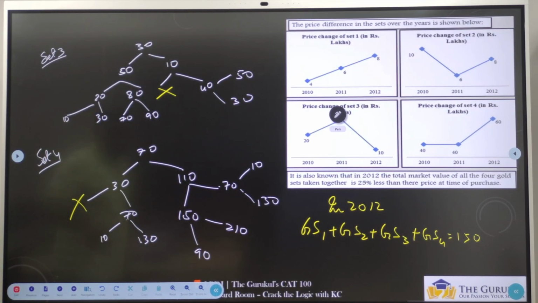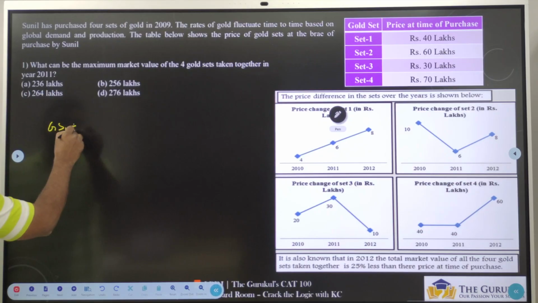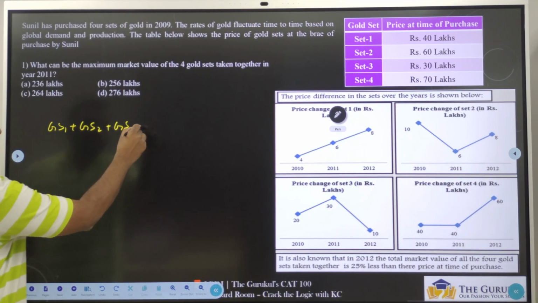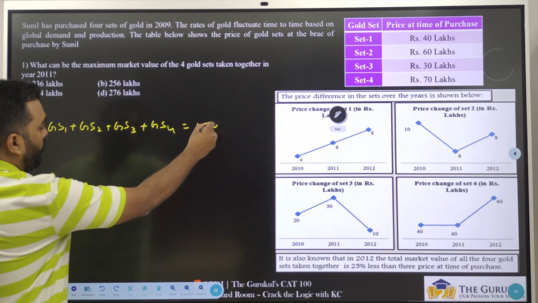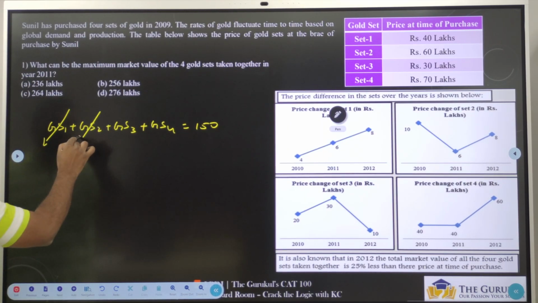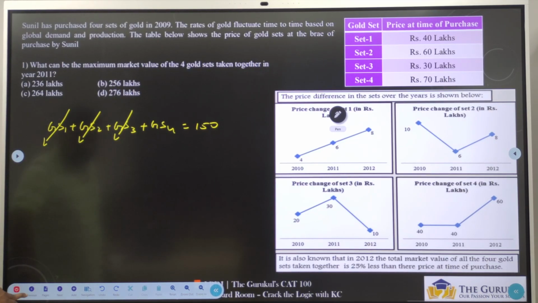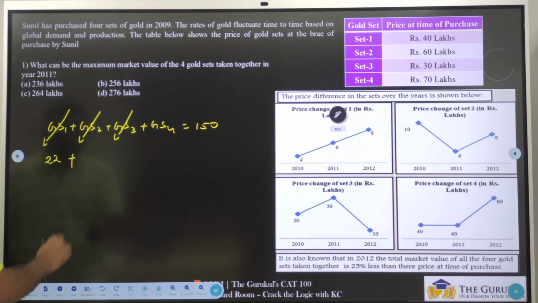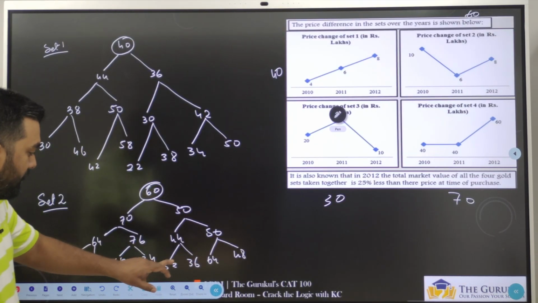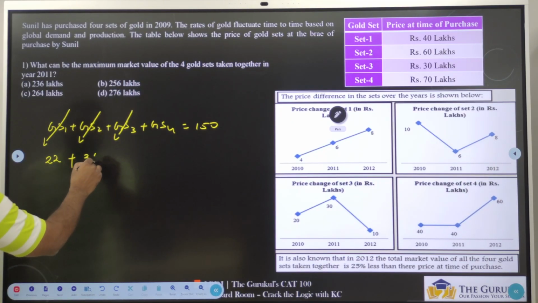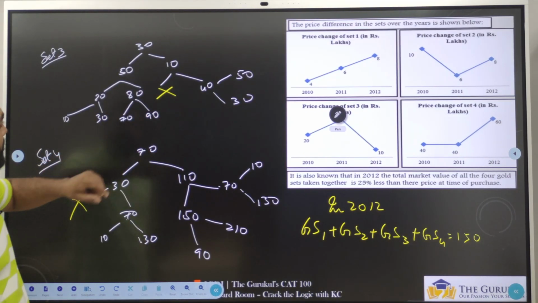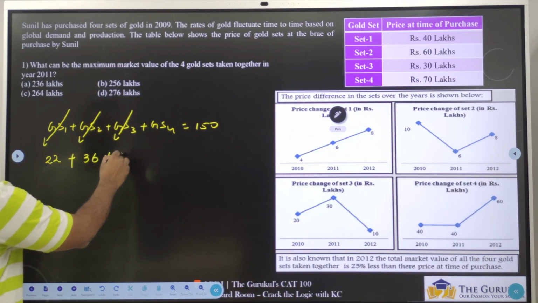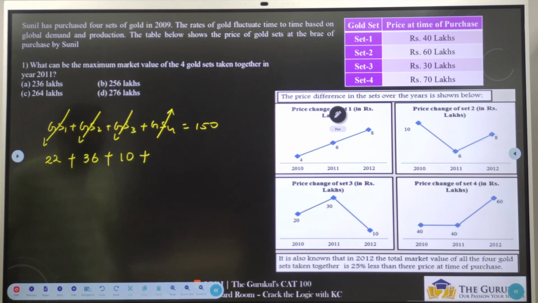If you don't want to eliminate this way, let's make an equation. So the equation will be, let's say, goal set 1 plus goal set 2 plus goal set 3 plus goal set 4 is equal to 150. If I make all these values minimum, let's see, this is all in 2012. Goal set 1 minimum is 22. Okay, let us write 22 plus goal set 2 minimum is 36. Goal set 3 minimum is 10. Goal set 4 will be maximum if all the 3 are minimum.